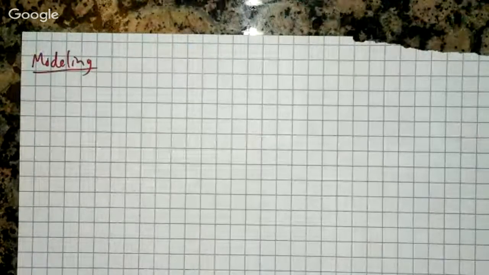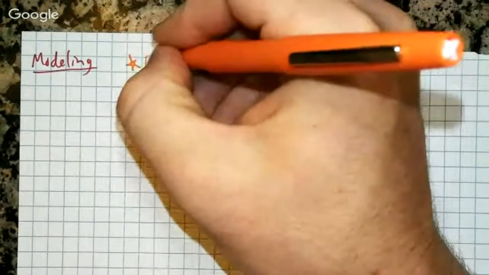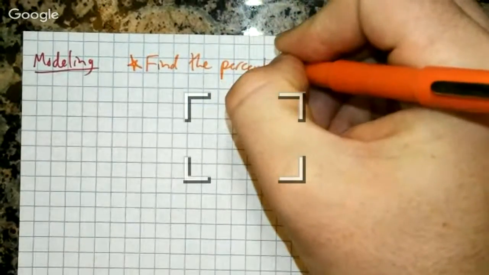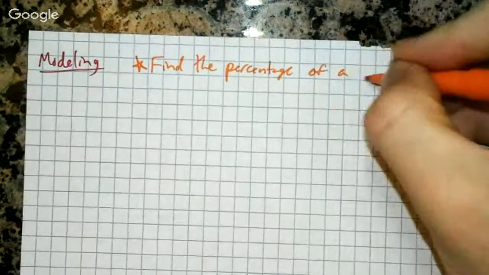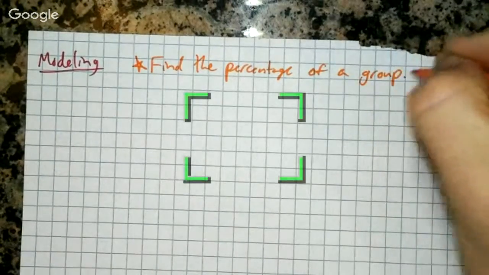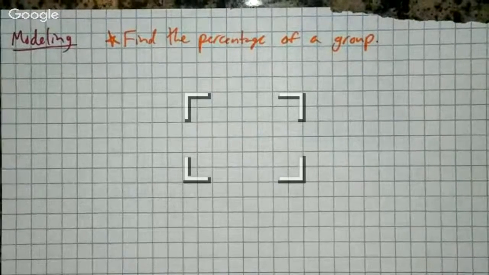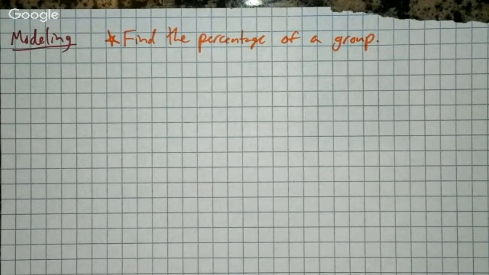Okay, in our modeling, we now have all the information we need, how to convert between these different things. So now let's put it into action and find the percentage of a group. How do we find the percentage of a group? Let's take what we've learned and adjust it and now use it.